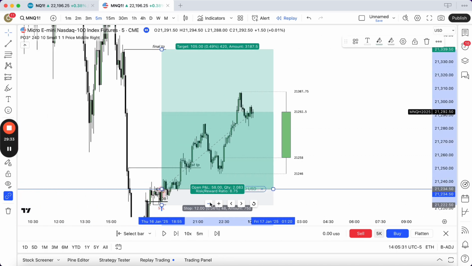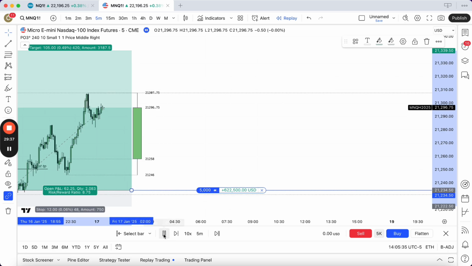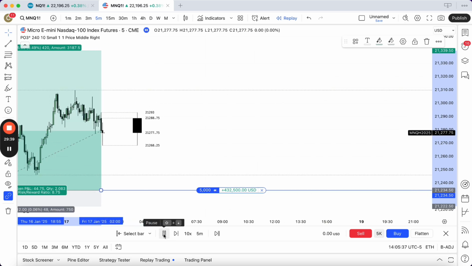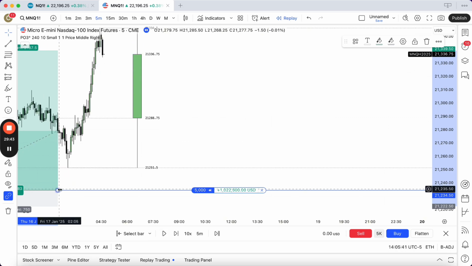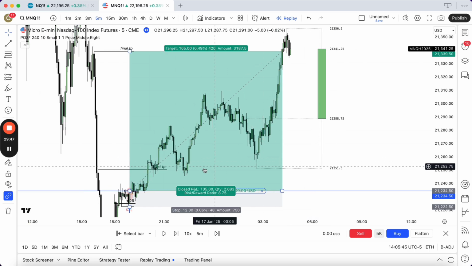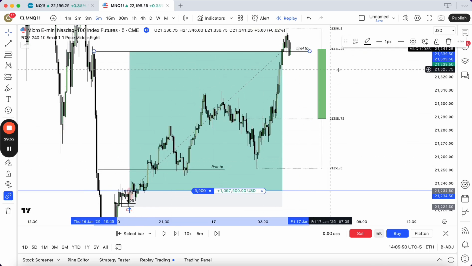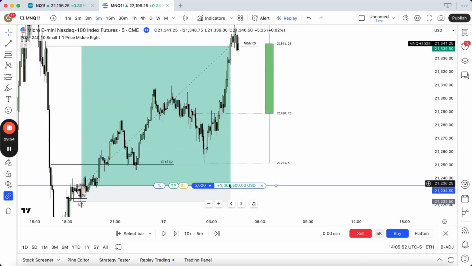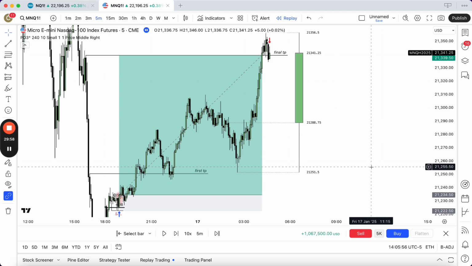Let me zoom out. Final TP would be hit as well right there. So you see first TP, final TP. All right. So you see, this is a $1 million trade. So you see, this is exactly how I trade every single day. I mean, there's not much that goes into it.